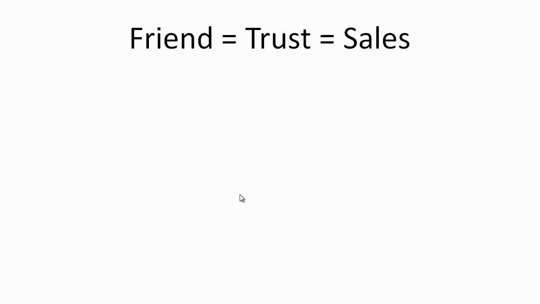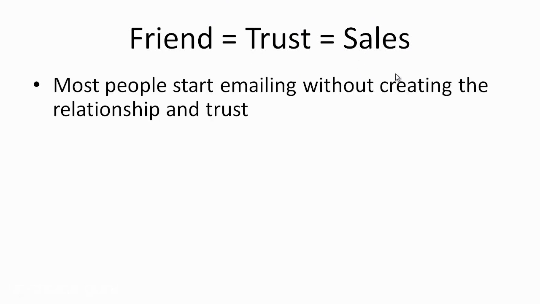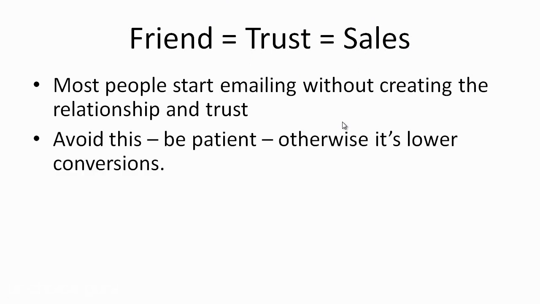So sample email number 3, 4, 5, and more would be basically the same as this format here. And what you're trying to do is you're positioning yourself as not just an expert or an authority figure, but as a friend as well, because you want to eventually gain trust, which eventually creates sales. And most people start emailing without creating that relationship and trust.